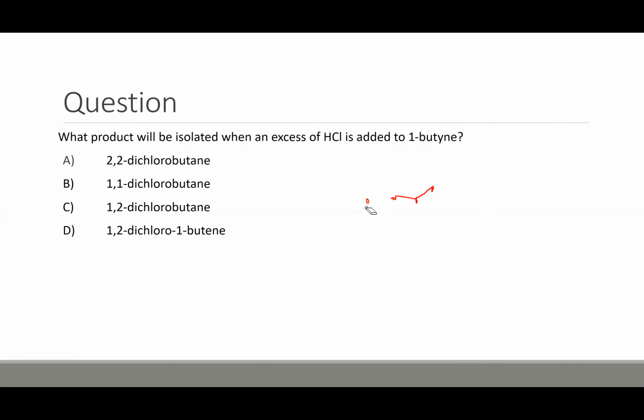single bond. So this is now a single bond. Our first chlorine adds to the more substituted position, which is here. And then our second chlorine also adds to the more substituted position, which is here. So you would get 2,2-dichlorobutane as the resulting product.